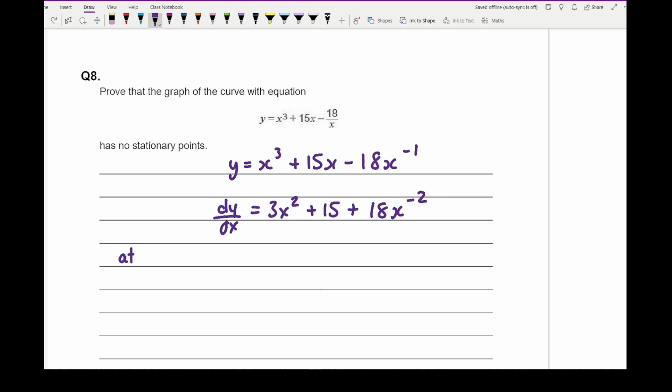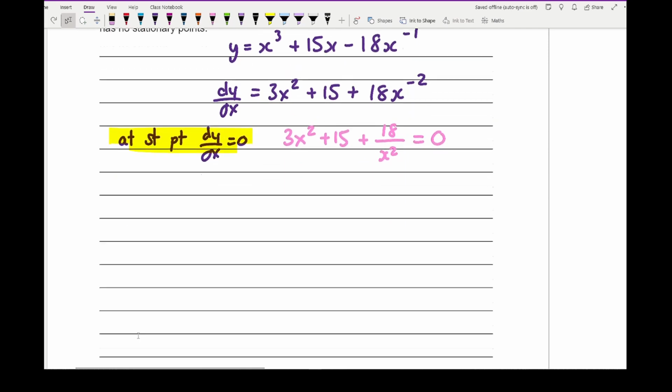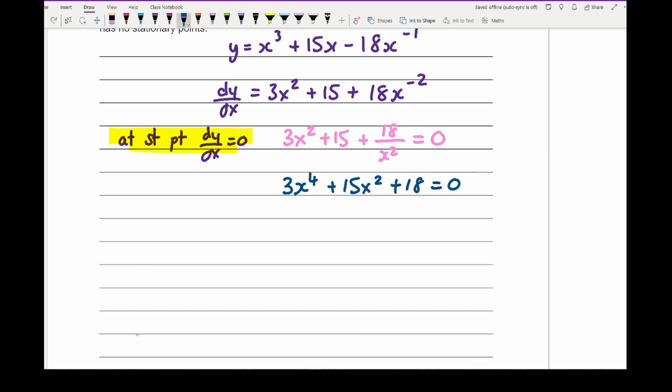Now at stationary points, what we know is that dy over dx equals 0. So what we can then do is make this expression equal to 0. So we get 3x squared plus 15 plus, and I'm going to write this as 18 over x squared, equals 0. Now from this, what we want to try and do is solve this for x. So if I multiply everything by x squared, I'm going to end up with 3x to the power of 4 plus 15x squared plus 18 equals 0.